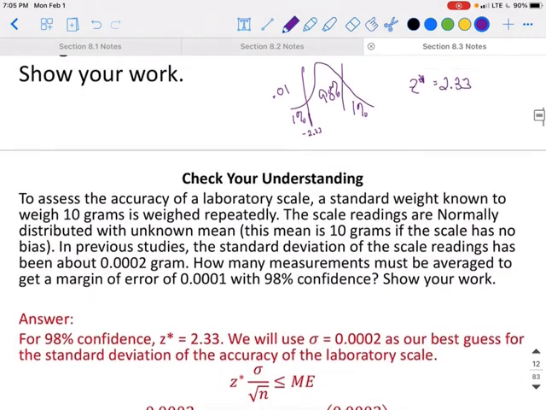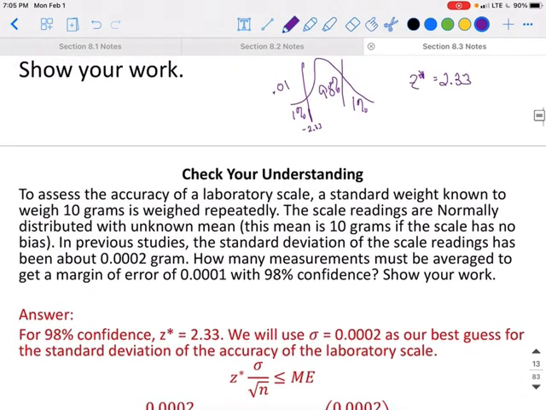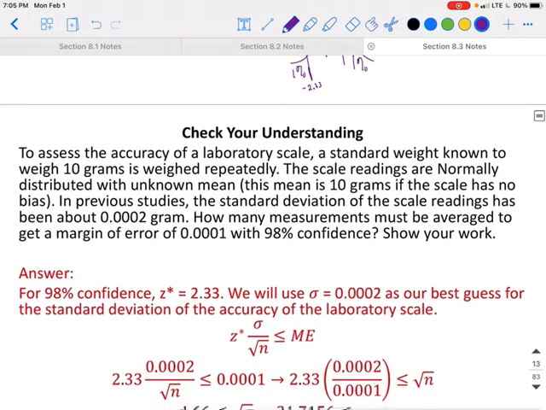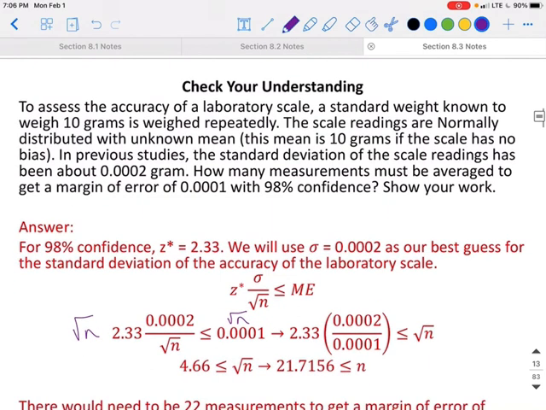Now we know that our formula is Z star times the standard deviation over the square root of n is less than or equal to the margin of error. We know from a previous study that our best guess for a standard deviation is 0.0002, and we know that our margin of error needs to be 0.0001 or less. So if we fill in this information, we can multiply both sides again by that square root of n, and then we can divide both sides by that 0.0001 to get the square root of n by itself. You can go ahead and do all of these calculations on the left to get 4.66, which is less than or equal to the square root of n.